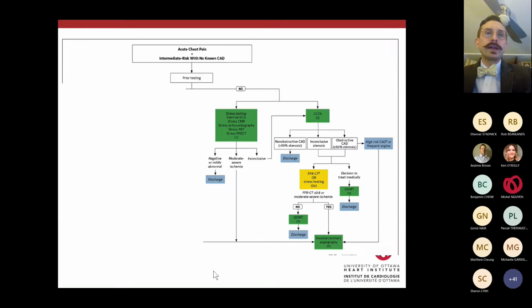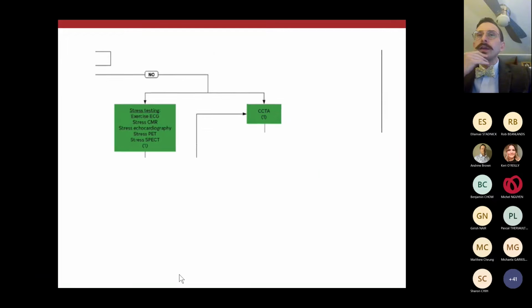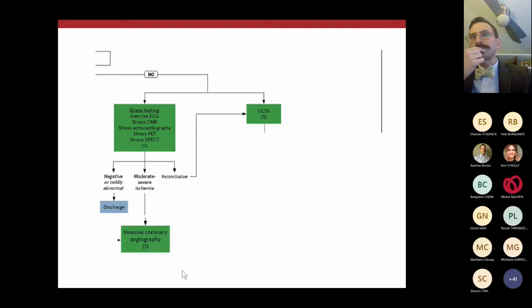Now we flip to the other side of the flowchart for patients with no prior testing. This falls down the right side of the flow diagram. Here you can do either stress testing or CT angiography. And note they lump exercise ECG, stress MRI, stress echo, stress PET, and stress SPECT all under the one umbrella of stress testing and all garner Class 1 recommendation. Ultimately, they recommend that test choice should be guided by local availability and local expertise. With a negative test, the patient can be discharged. With a positive stress test, they recommend invasive coronary angiography. With an inconclusive test, they recommend getting a cardiac CT.